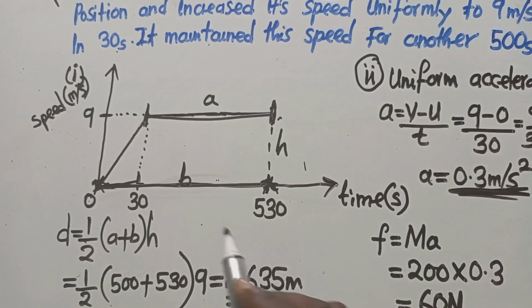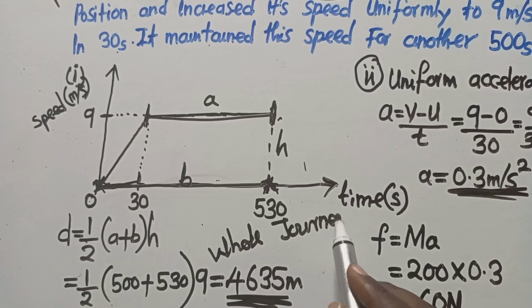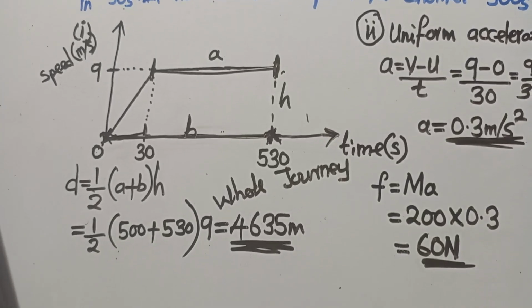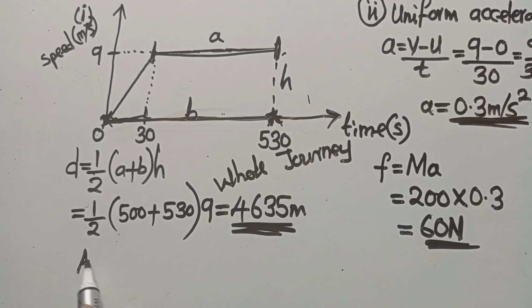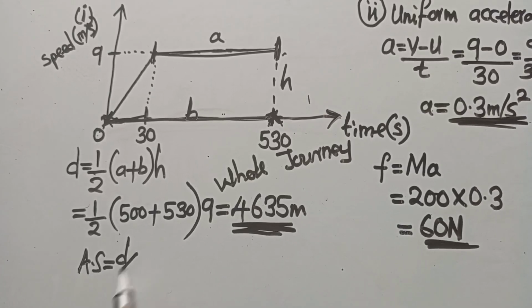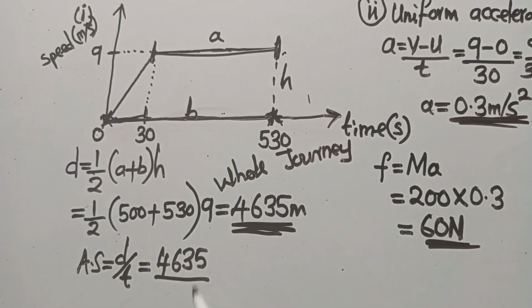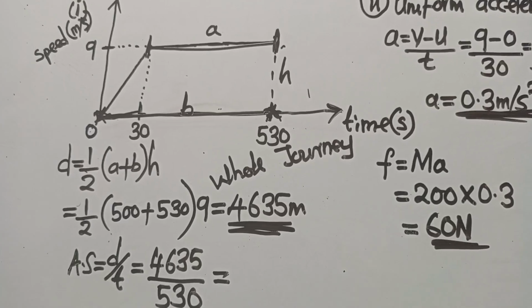So this one is for the whole journey. I want you to understand this. And if you are told to find the average speed for the whole journey, you say average speed is equal to total distance over time taken. Total distance is what? 4635 over total time, that is 530. That is the total time.